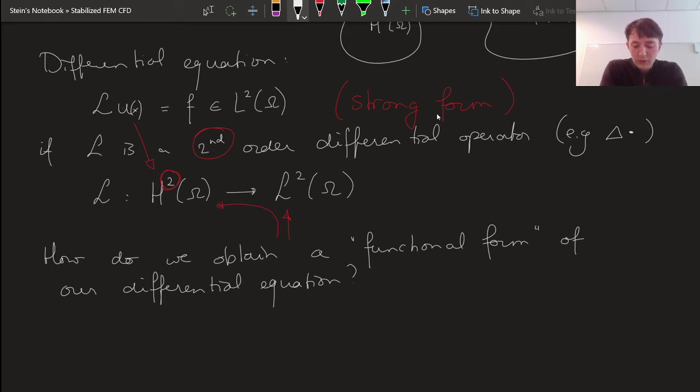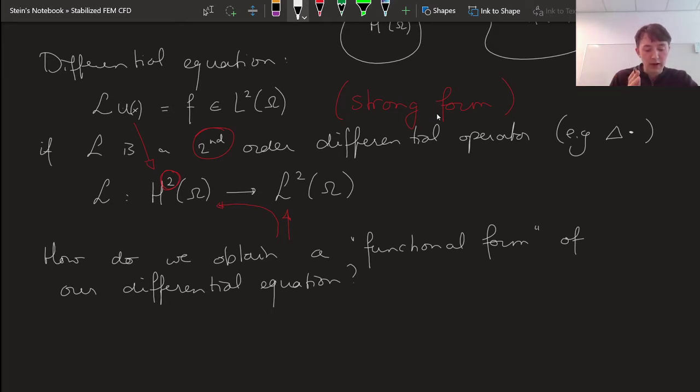So, how do we obtain a functional form of our differential equation? Well, there are many different ways in which we could obtain a functional form of a differential equation. I think one of the most robust approaches is the method of weighted residuals. So we have this differential equation where a differential operator acting on my function u is going to be f, and f is going to be in L2, which means that my differential operator acting on u has to be in L2.